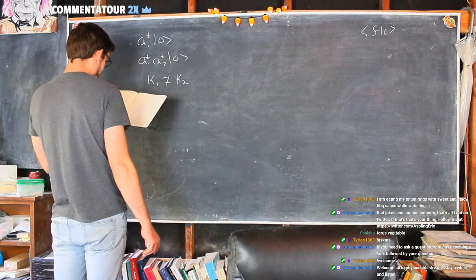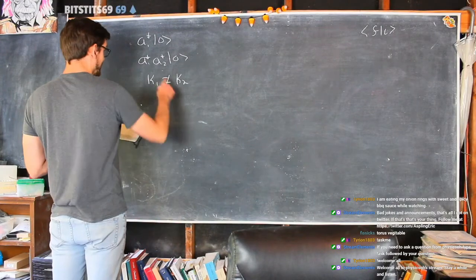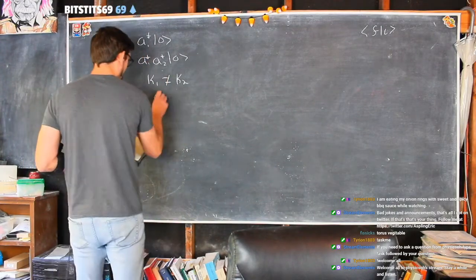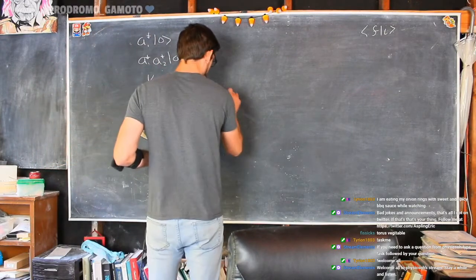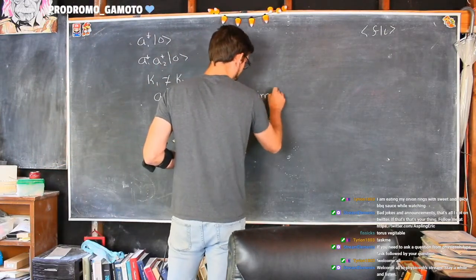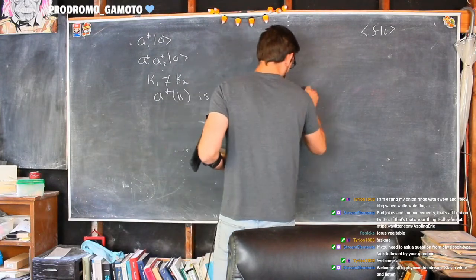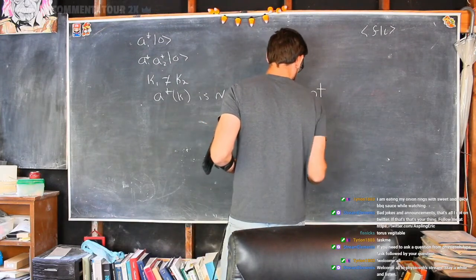So what does that mean? That means that our creation of our state, so now our A delta K, is now time dependent. Up until now, it hasn't been time dependent.